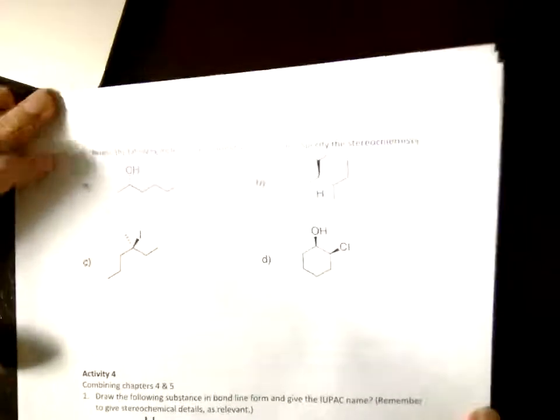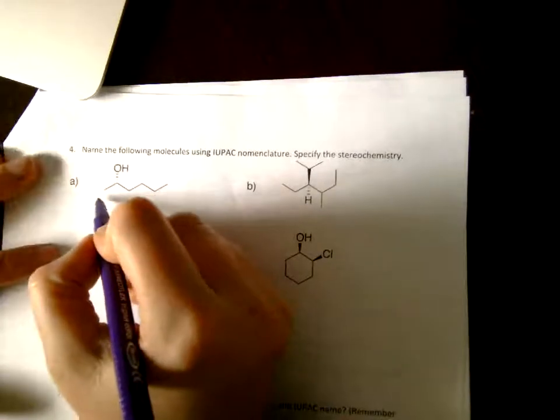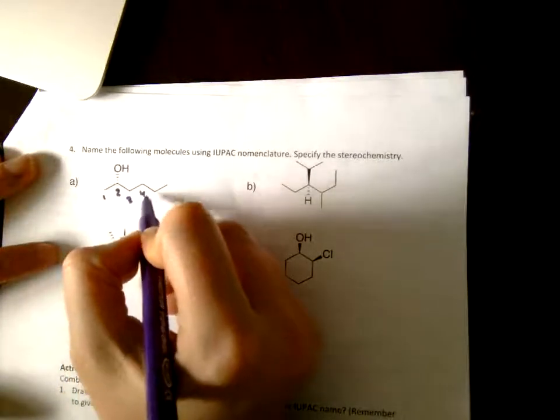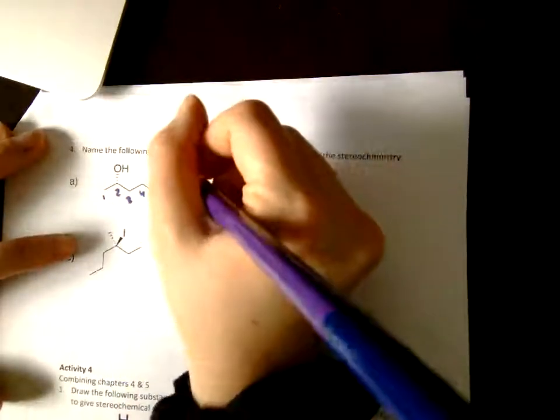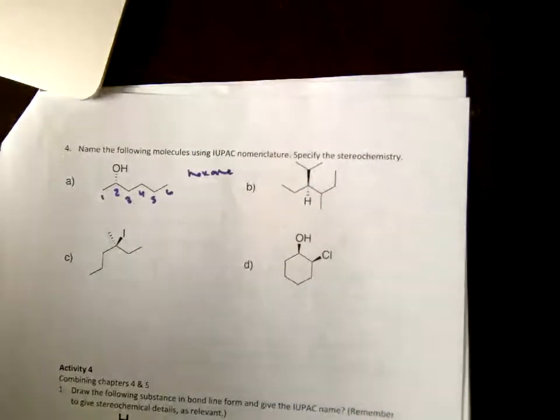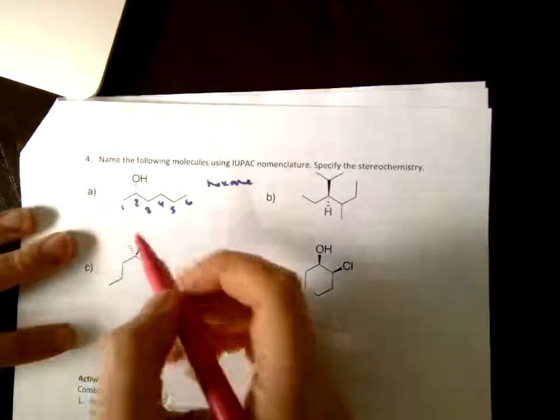Name the following molecules using IUPAC nomenclature with specification on the stereochemistry. Okay, so 1, 2, 3, 4, 5, 6. So this is hexane as the parent chain. And I'm going to highlight this parent chain. This is good practice for those of you who were struggling with nomenclature on quiz 2.